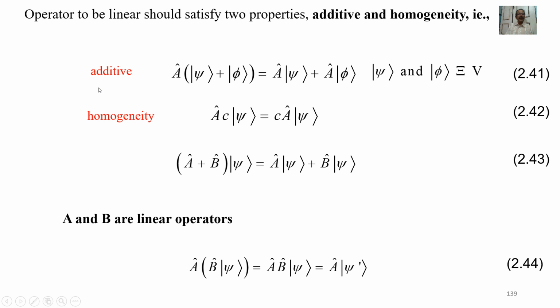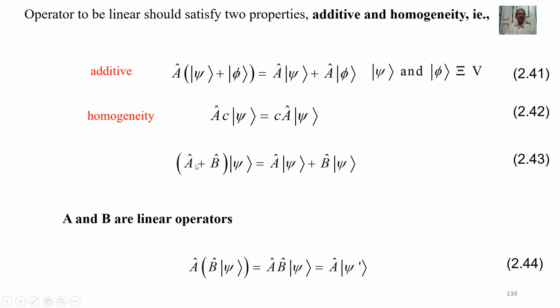Additive means, as we have just seen, the operator A operating on the combined system is equal to operating on the individual systems. These are all ket vectors, and these ket vectors belong to a linear vector space. Homogeneity says that for an operator A and C a scalar, operating on psi, we can pull this scalar out. So this is called scalar multiplication. So C times A operator operates on psi.